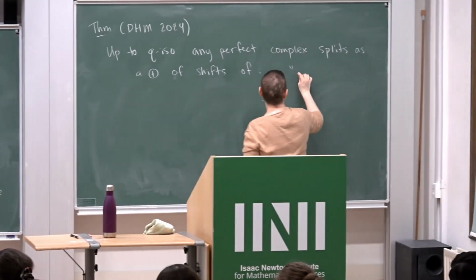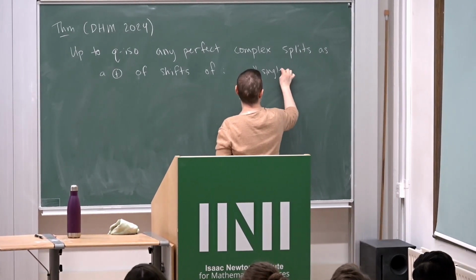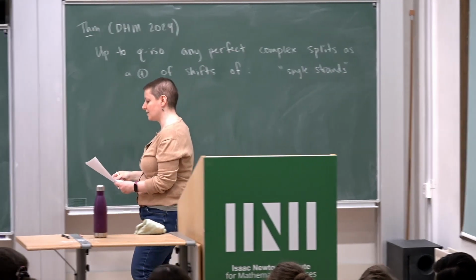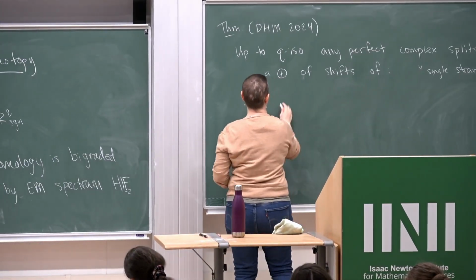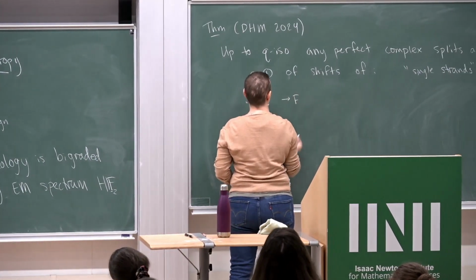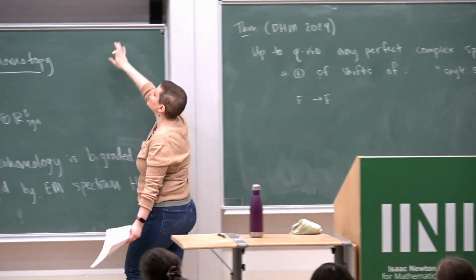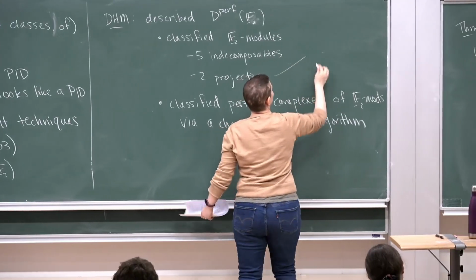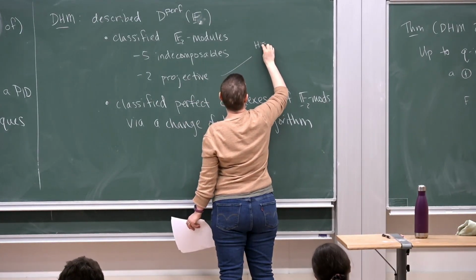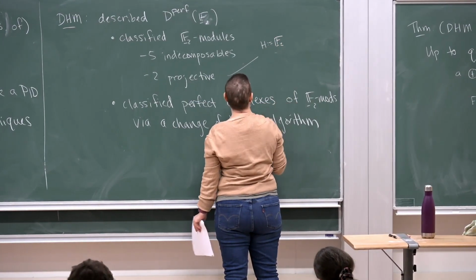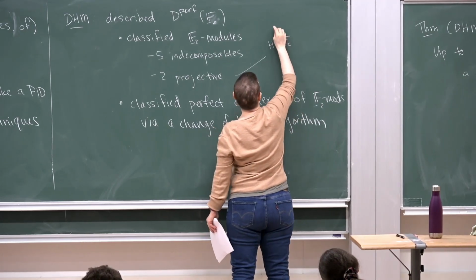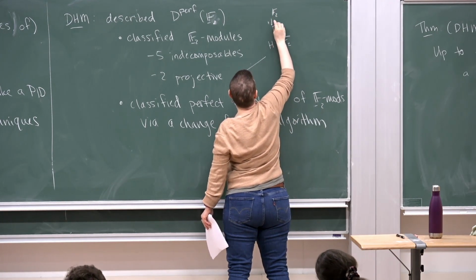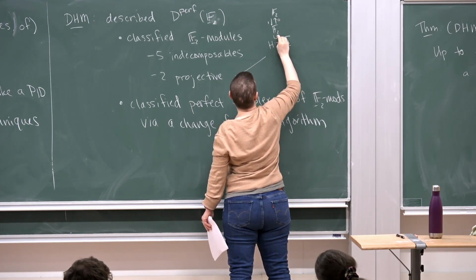And I'm going to call these single strands. And I'll say what I mean once I've written them down. But I meant to tell you these Mackey functors. So maybe let me say these 2 projectives. So one of them I'm going to write H, but I just mean constant F2. And we saw its Lewis diagram yesterday. Looked kind of like this.